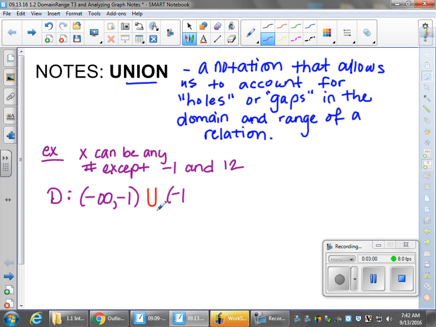So you can literally imagine that this union symbol represents that hole at negative 1. Can't be at negative 1. But I can be from negative 1 to where? 12. What am I going to have to write again? Union, U, good. And then what's the remainder of this going to look like? 12 to infinity. Kind of cool, right? So this means union.